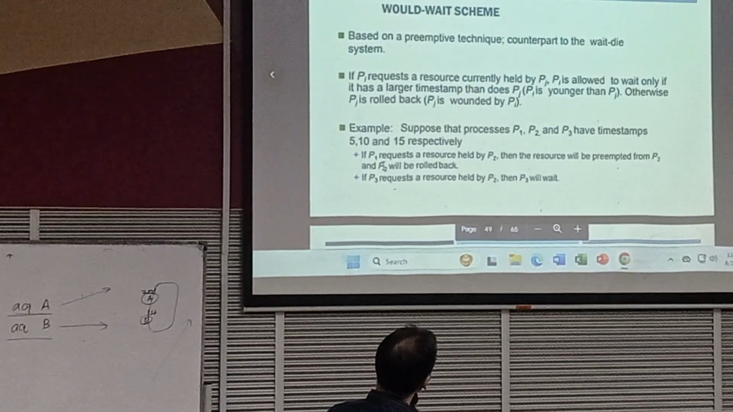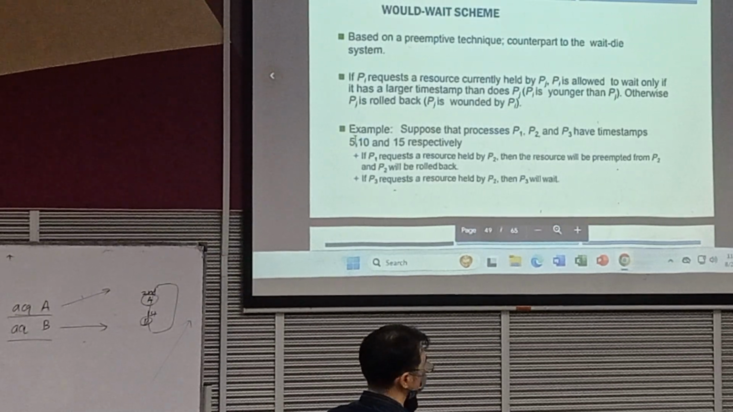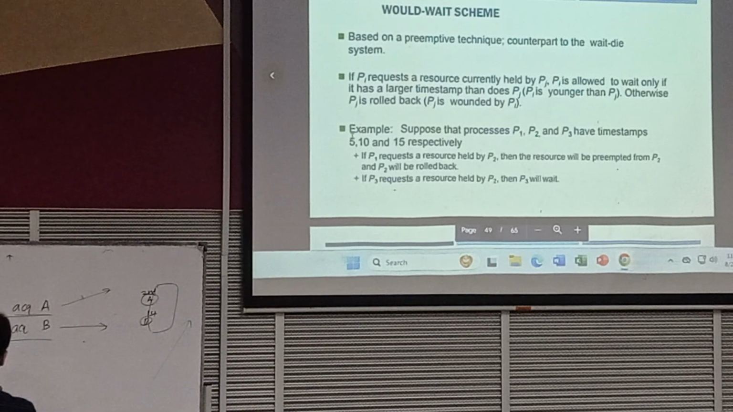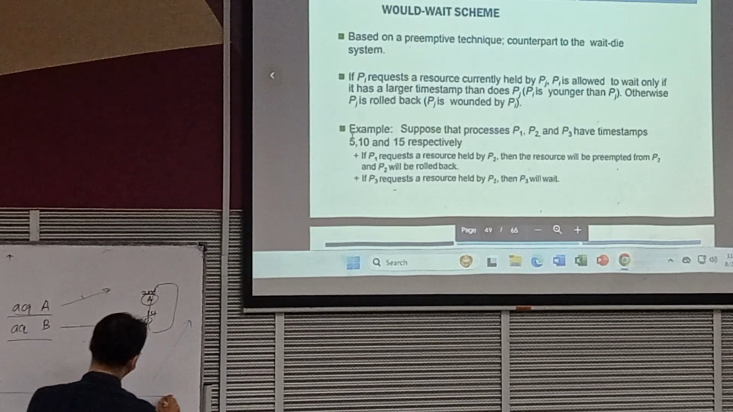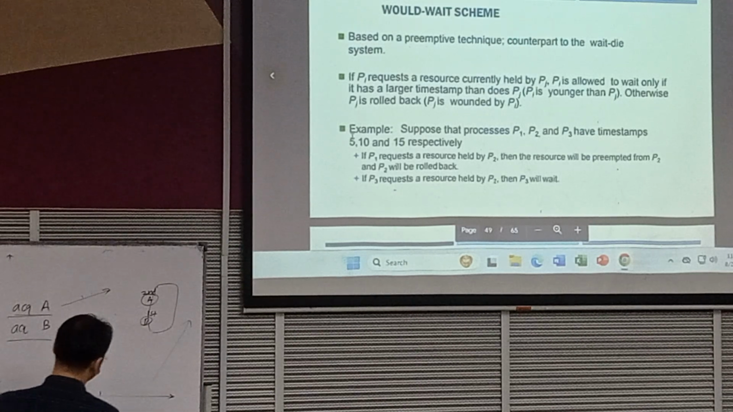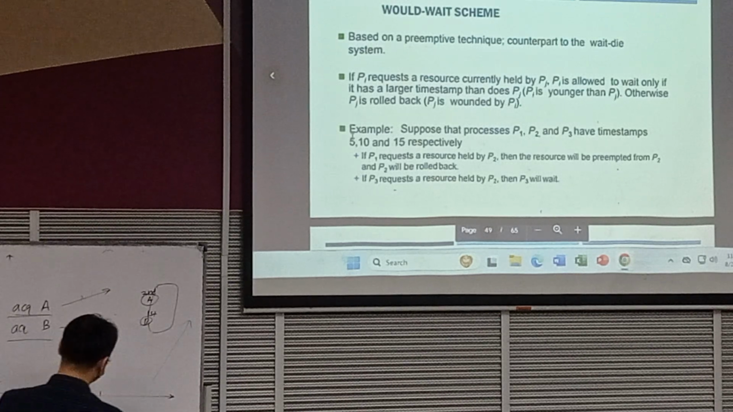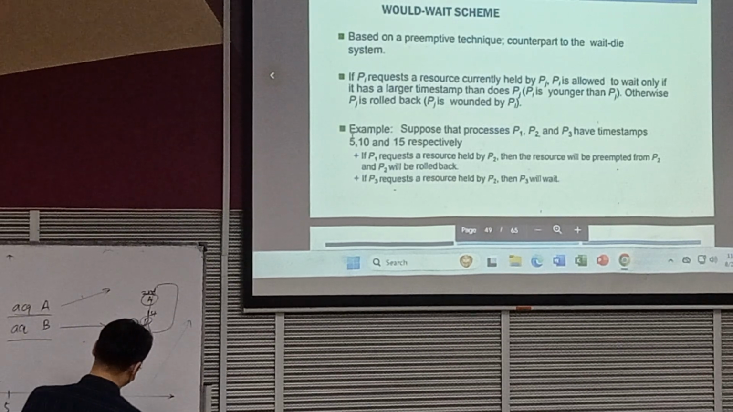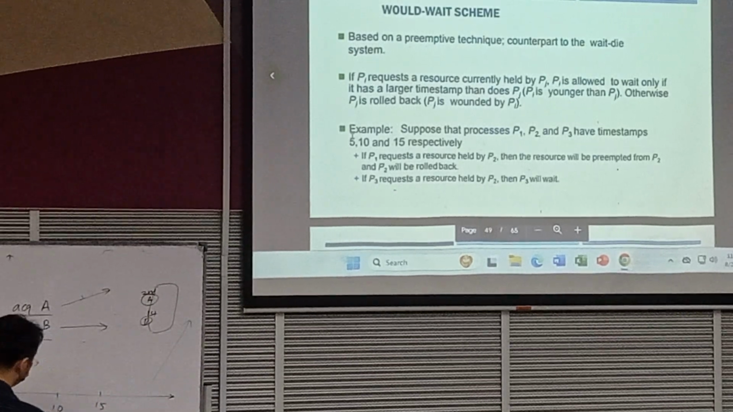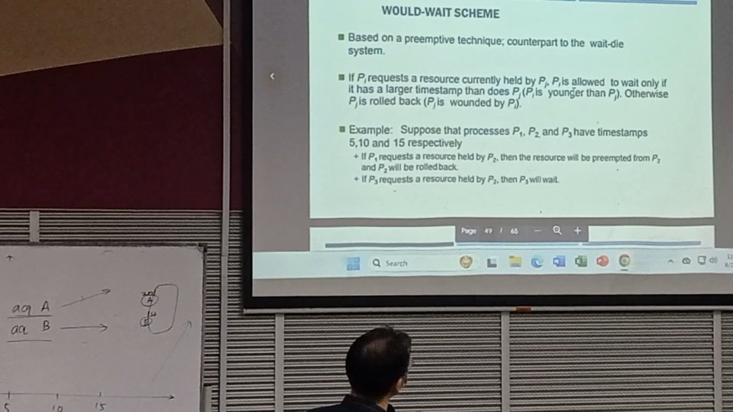In wound-wait, P1 requests the resource held by P2. P1 is 5. That means the time frame is 5. This is how you look at it. This is the time. The time moves forward, right? So this is time 5, time 10, time 15. So this is the old one, and this one is the latest one. The timestamp 5 will start first, then time 10, time 15. So that's why you can see young and old just now, right?